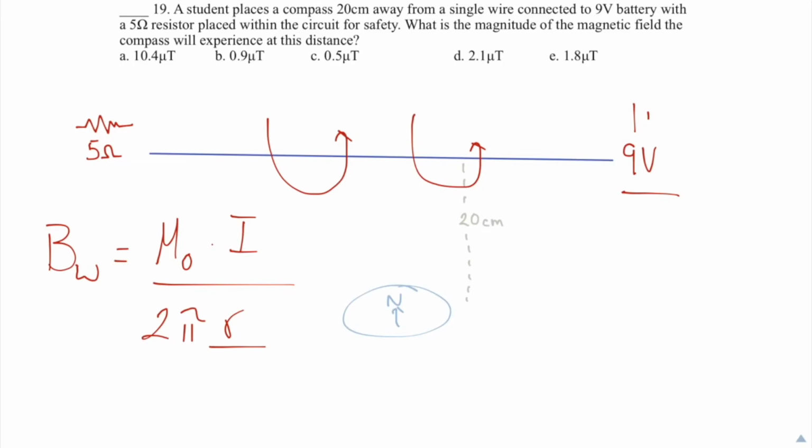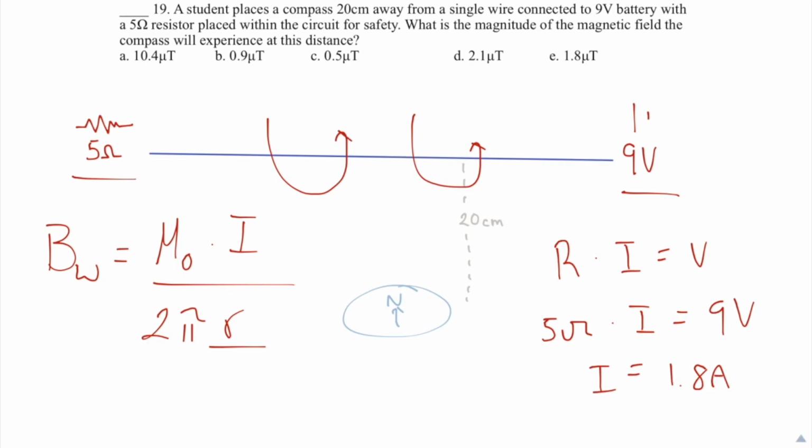Well, we have the resistance and the voltage, and so using that information, we can solve for the current, and we would use our voltage equation, which is resistance times current equals voltage. And so that would be 5 ohms times the current that we're solving for is equal to the 9 volts. And then when we solve for the current, we get that the current is equal to 1.8 amperes.